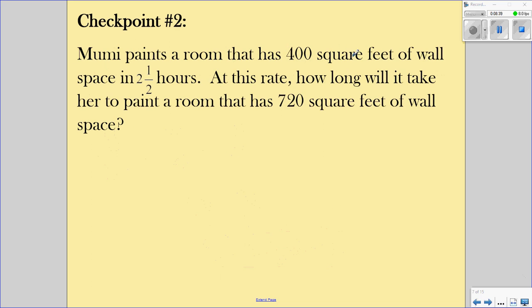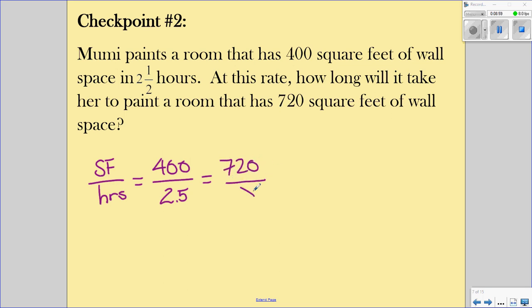Mumi paints a room that is 400 square feet of wall space in 2.5 hours. So I'm going to put square feet to hours. So she has 400 square feet in 2.5. At this rate, how long will it take her to paint a room that is 700 square feet of wall space? So we've got that. We set it up correctly, and now we can start solving.